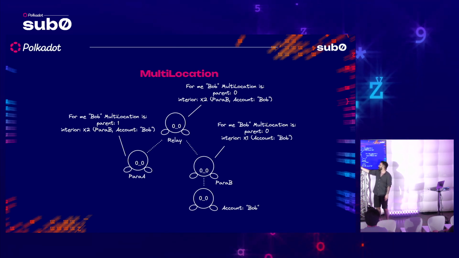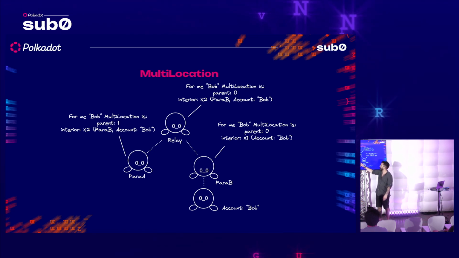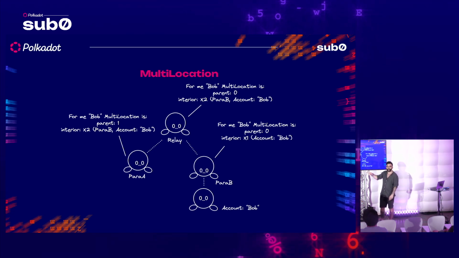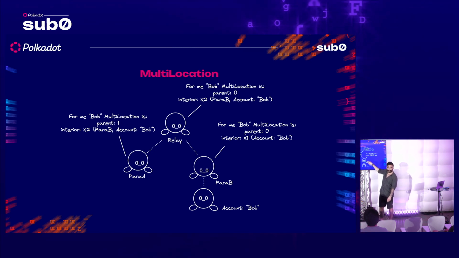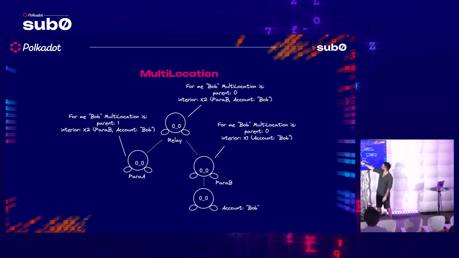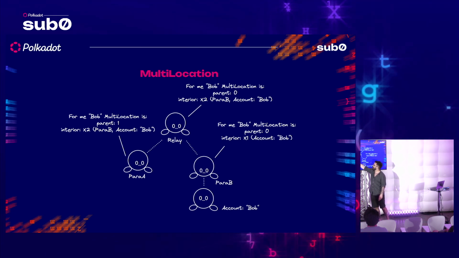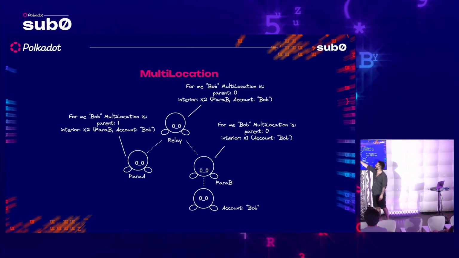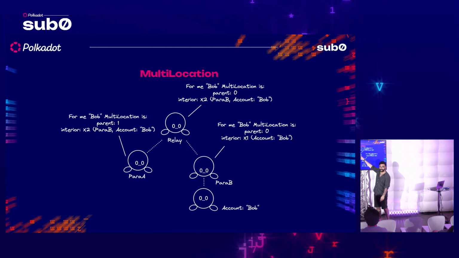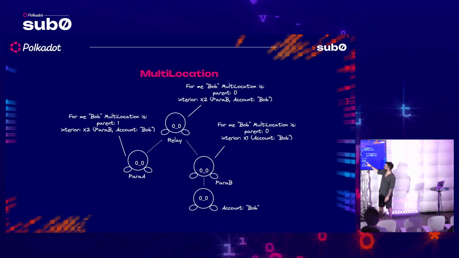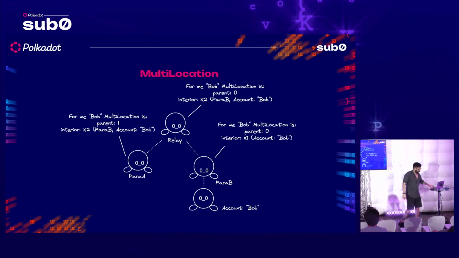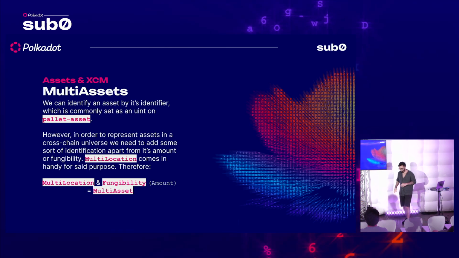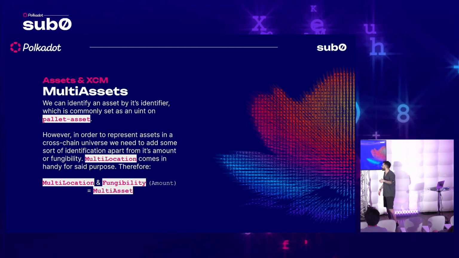But then I have Parachain A, an interesting case, because to point at Bob it needs to go one level up, then one level down, and then another level down. That is why you have parent 1, and then interior x2 para B, which is like, parent 1 gets me into the relay chain, x2, one down para B, another one, account Bob. Again, I am assuming that this is already covered, so going super fast.